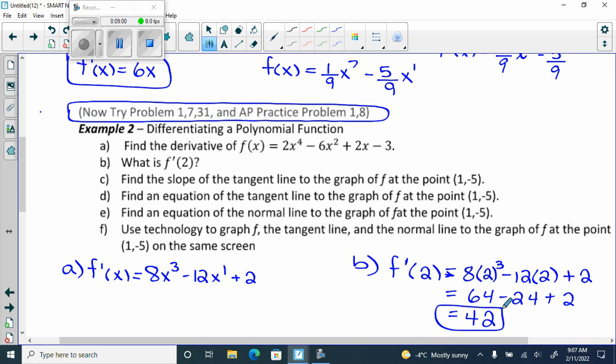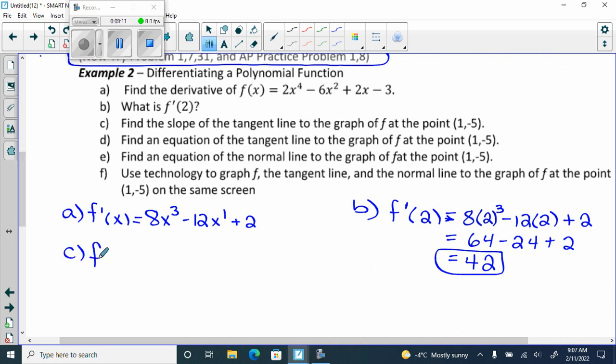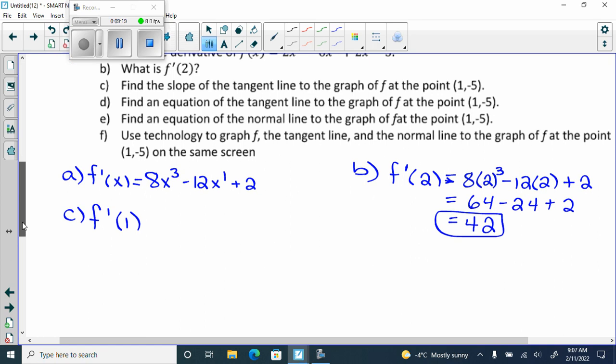C wants you to find the slope of the tangent line at 1 and negative 5. So what are we going to have to fill in this time? What do they actually want you to find? The slope at 1 and negative 5. F prime of 1. So they want you to find f prime of 1. D, they want you to get the tangent line at that. And E, they want the normal line at that. F, they want you to graph them. Go. C, D, E. Remember, normal line is the perpendicular slope, right? So negative reciprocal. So whatever you find in C, you're going to flip and negate for E.